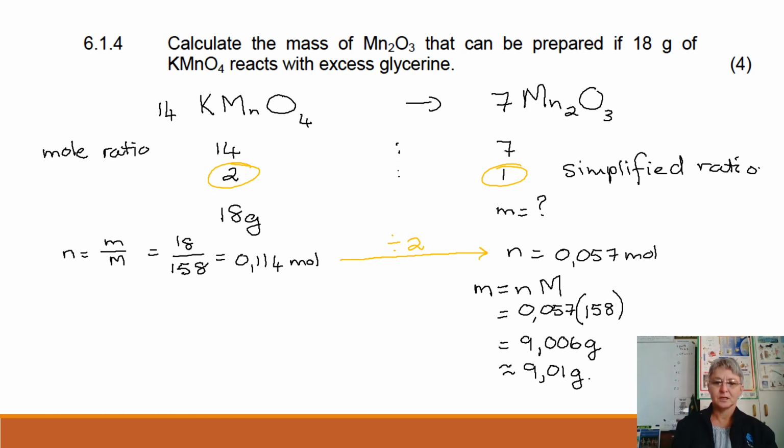Right, it should be half of 18 because these two compounds have the same molar mass.